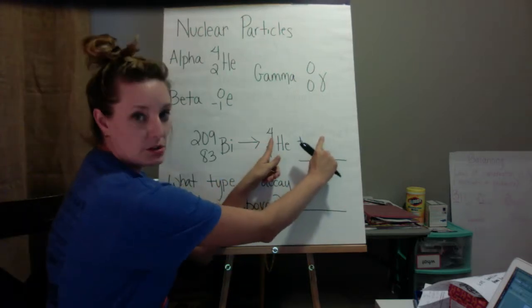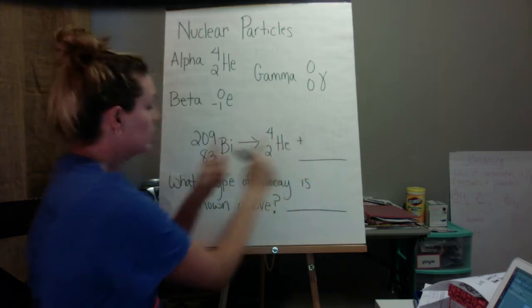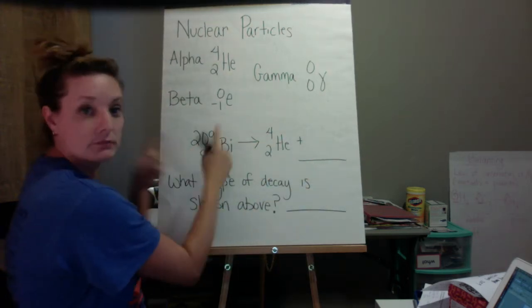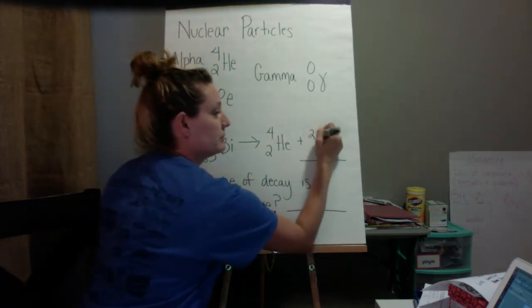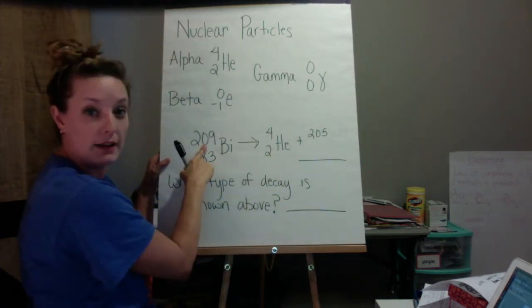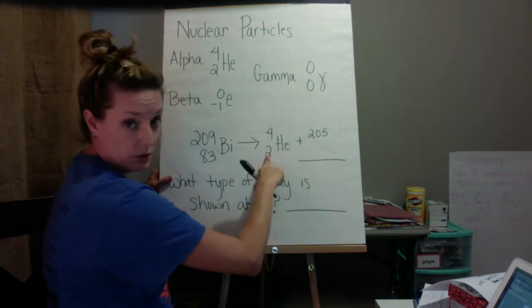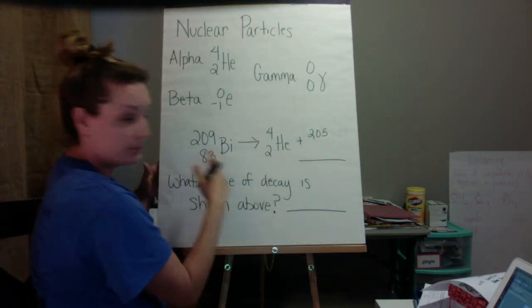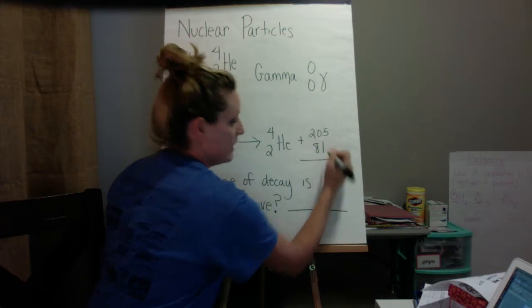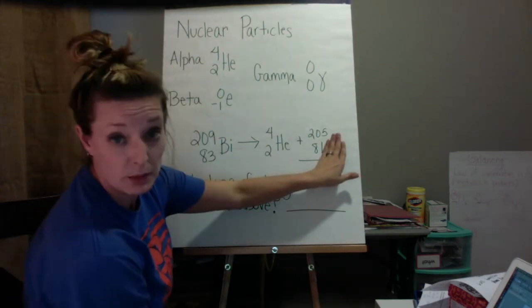What 2 numbers, when I add them up right here, what number plus 4 will equal 209? And that's 205. So 205 plus 4 equals 209. On the bottom, what number plus 2 will equal 83? Well, that would be 81. And from that, you can pick which element you're dealing with.